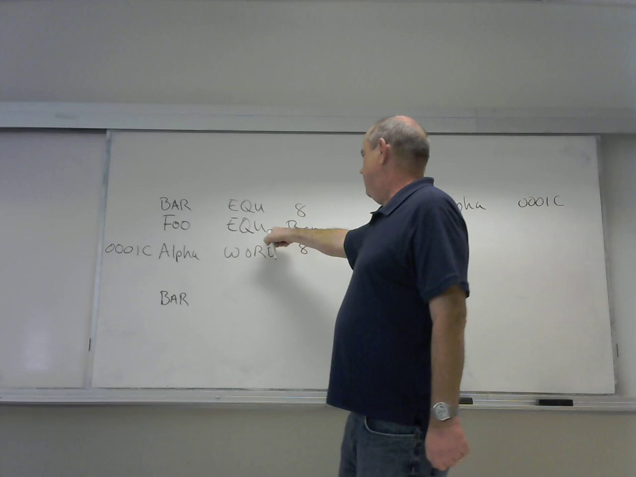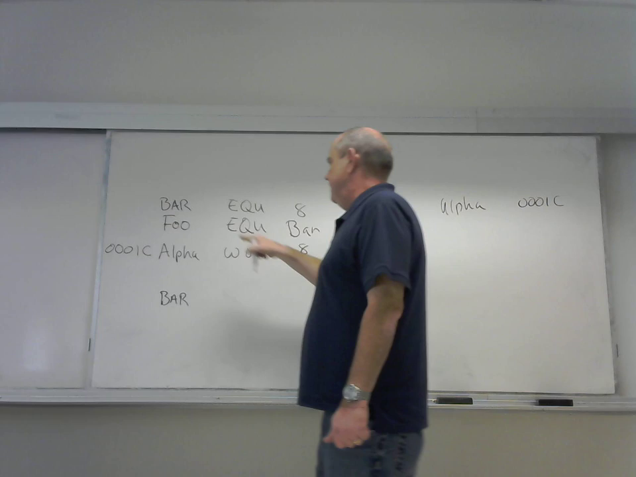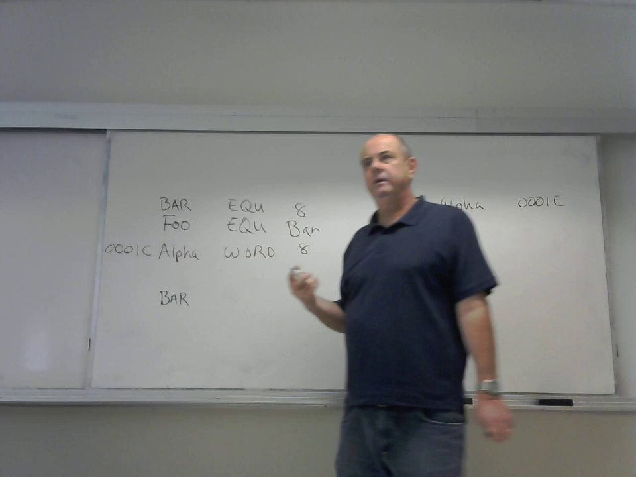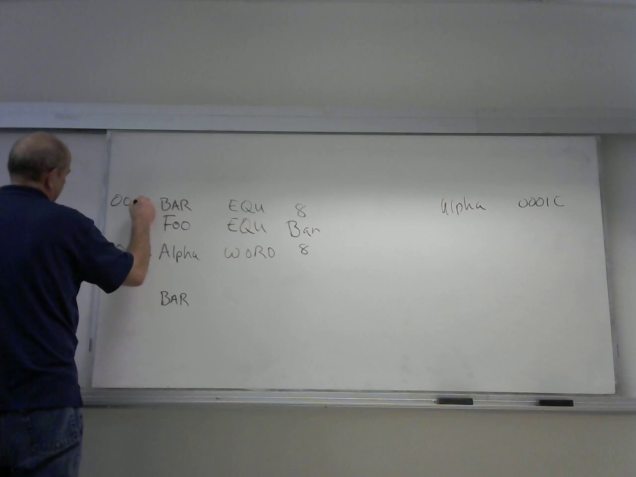With equates, you don't give them the address, rather you give them the value. Because in this example here, bar and foo have the same addresses. Does everybody see why this is so? Maybe counterintuitive, but it's nevertheless true that if this address is 0A, let's say, so is this.